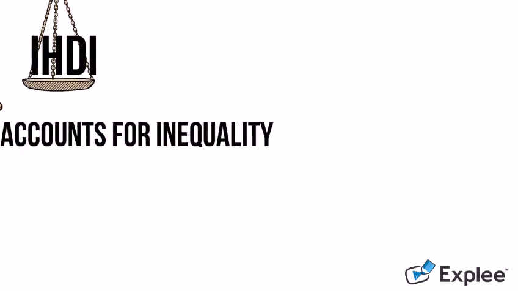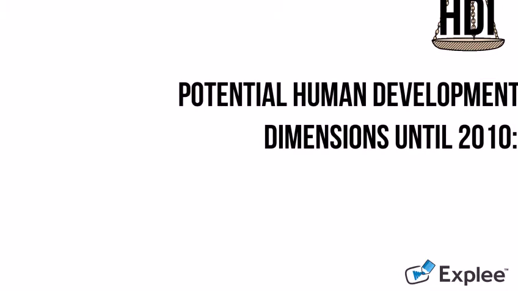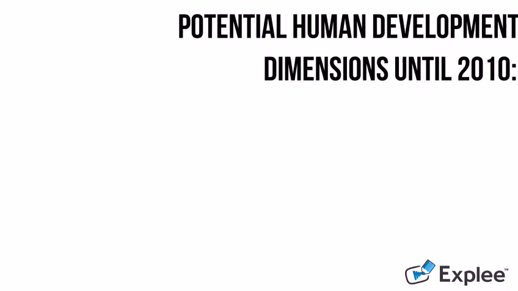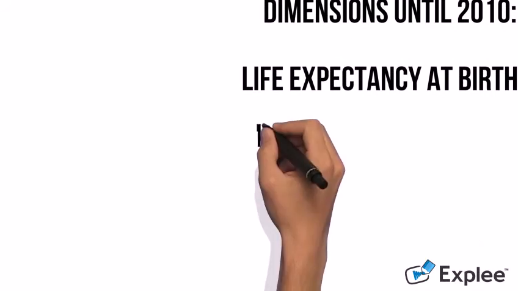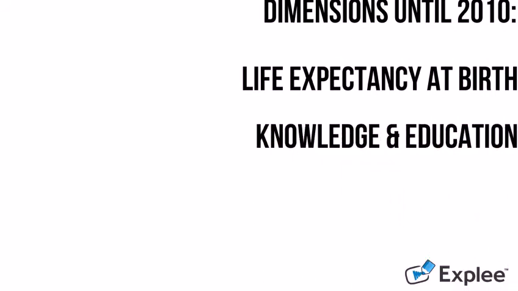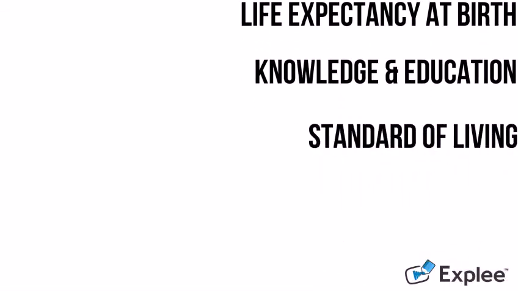And so up until 2009, the report combined basically 3 dimensions, as explained earlier, which were life expectancy at birth as an index of population health and longevity, then knowledge and education measured as the adult literacy rate and the combined primary and secondary enrollment ratio, and finally the standard of living.